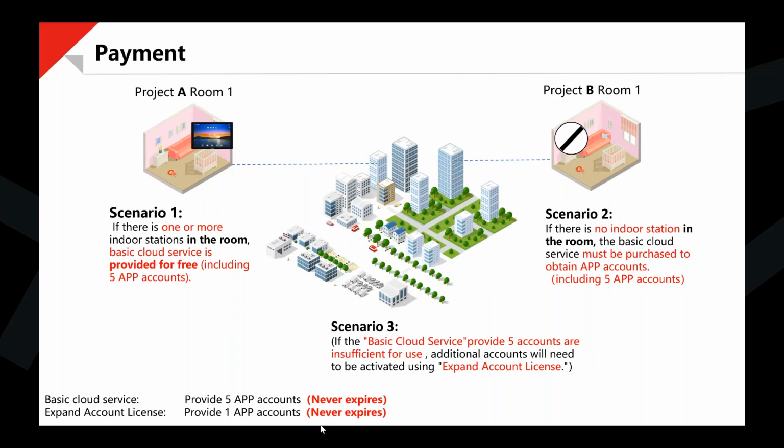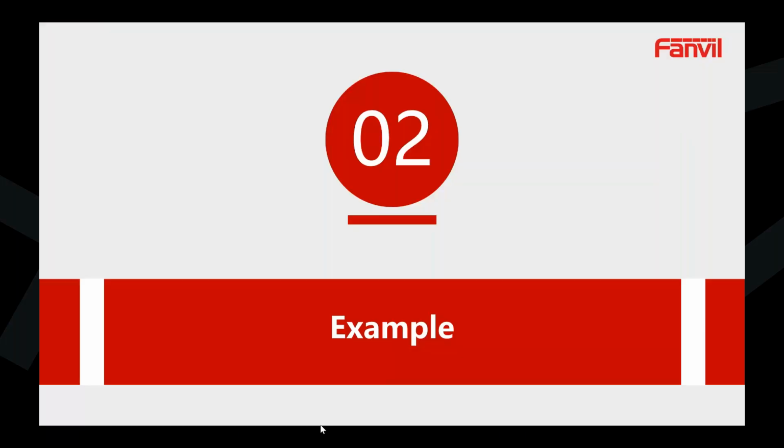I will try to explain it again. We have two licenses. We have the basic cloud service, which provides 5 accounts, and it never expires. If you want to expand to add another account, you need to purchase the expand account license, which gives you one more. If you have an indoor station, you don't need the basic cloud service license. You get 5 for free. But if you don't have an indoor station in your project, you need to purchase the basic cloud service account license.